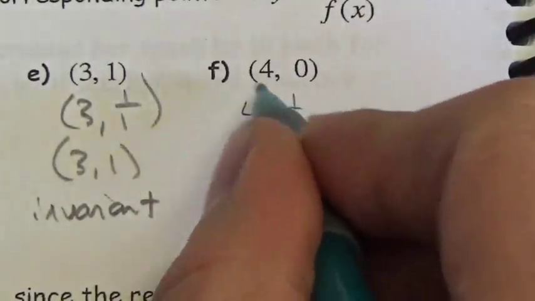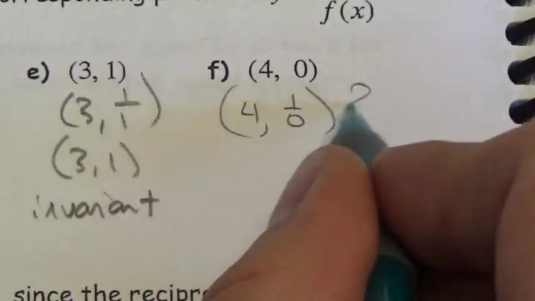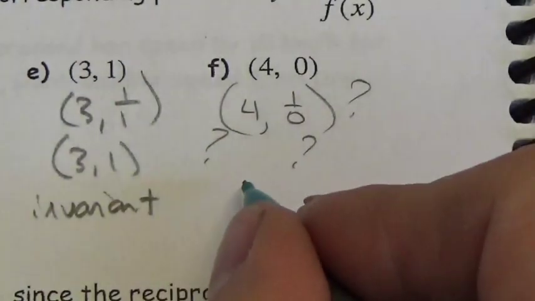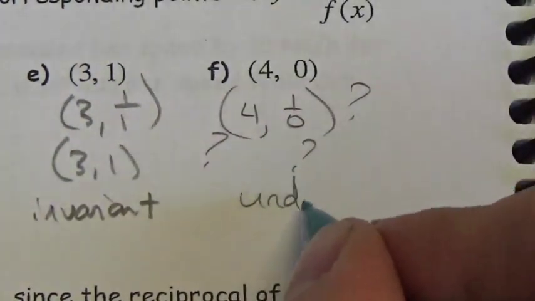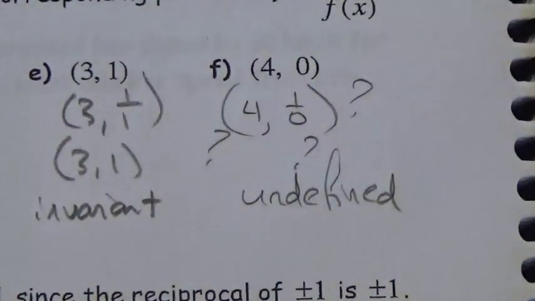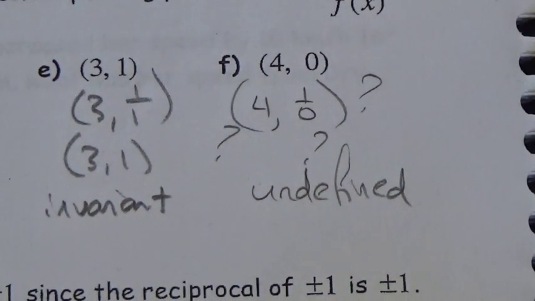Now here, when I do this, I'm going to get 1 over 0, but that should immediately be a red flag. This can't be done. This is undefined. Okay, we're trying to reciprocate the 0. You can't do that. Okay, so now what we've got here is we can kind of sum this up.